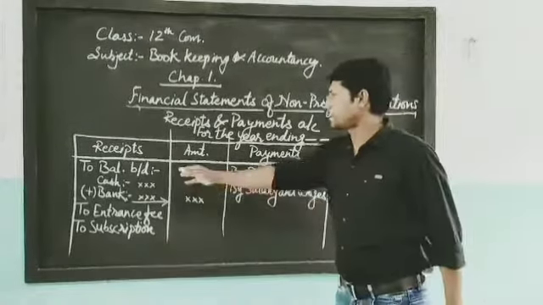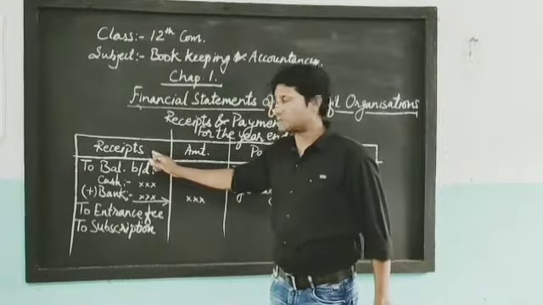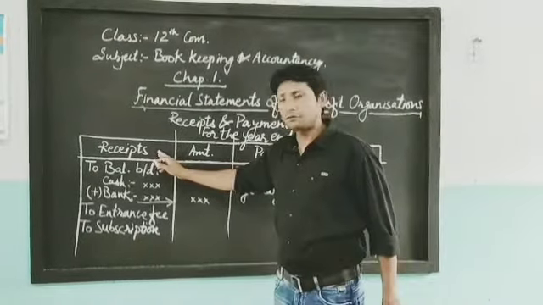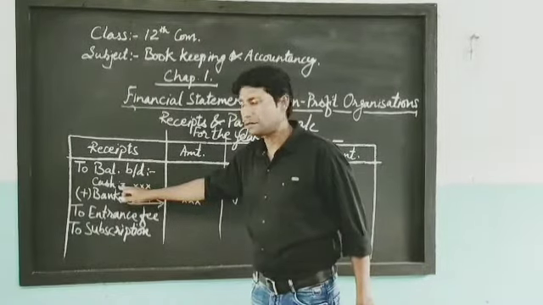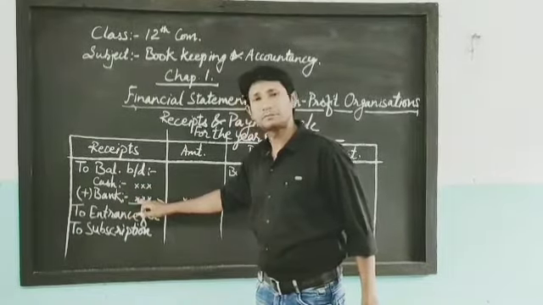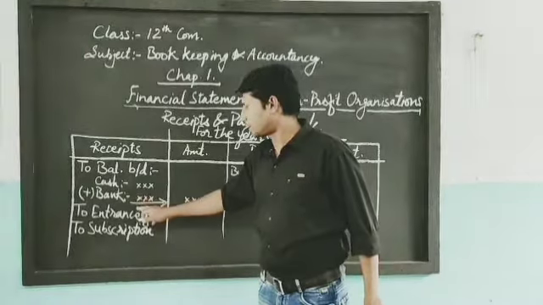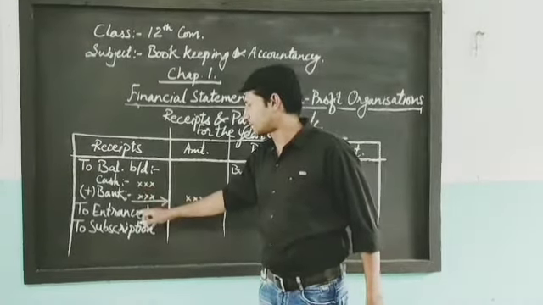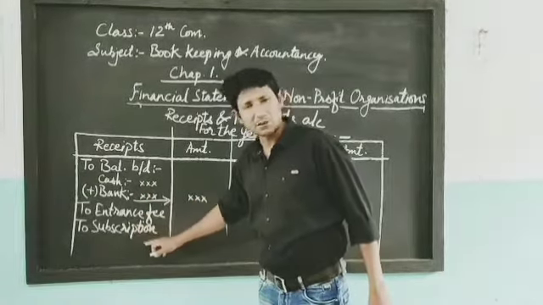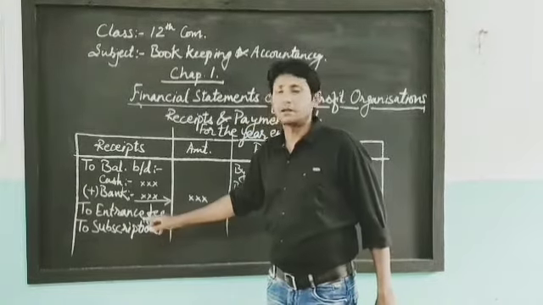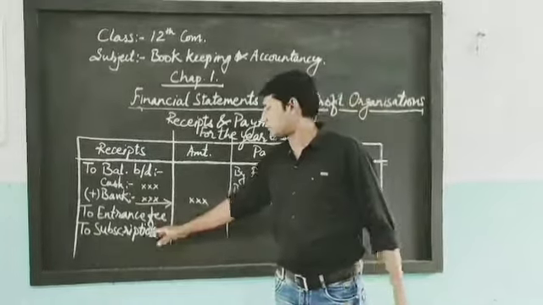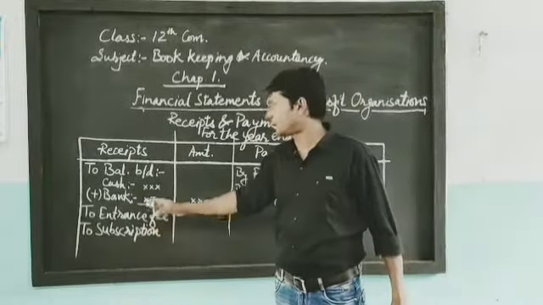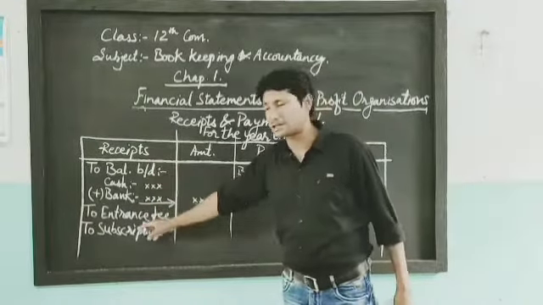On the left hand side, you can see that in the receipt side, first of all we have to enter the balance of cash in hand and cash at bank, and after that all the receipts, that is entrance fees, subscription fees received by the organization, interest received, donation received. All the receipts are recorded in the left hand side.